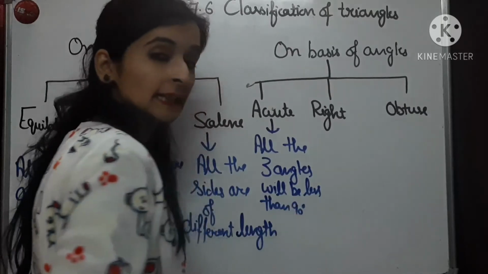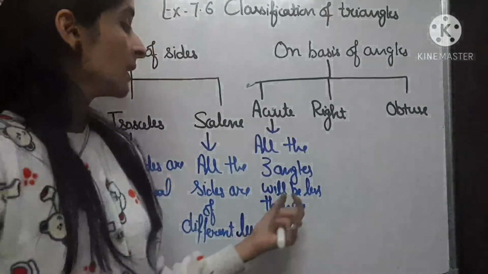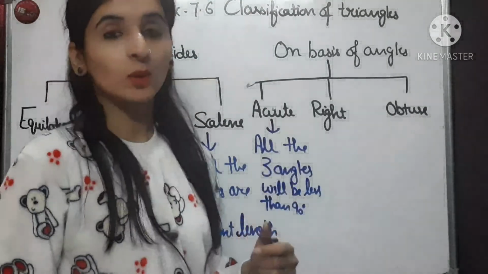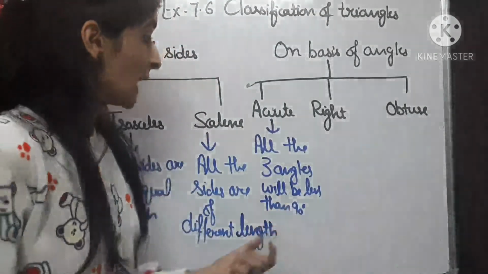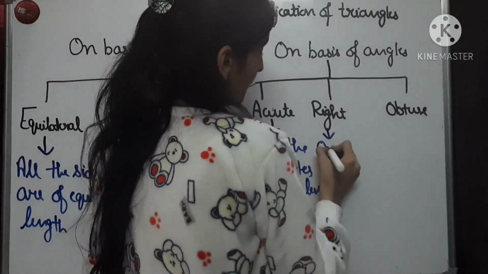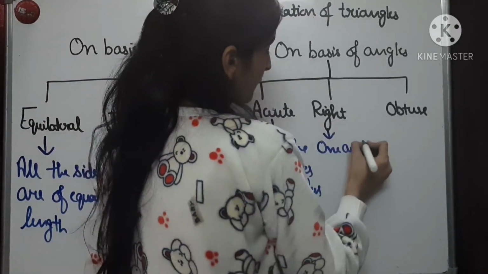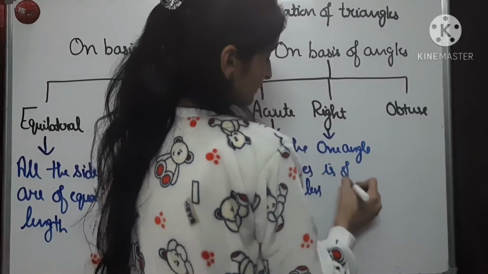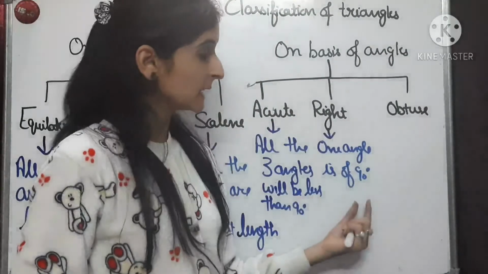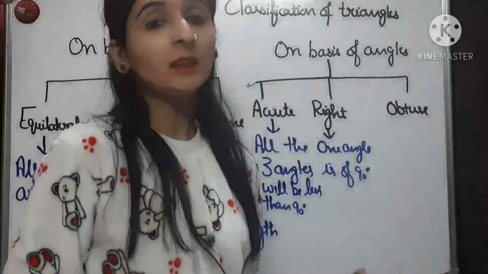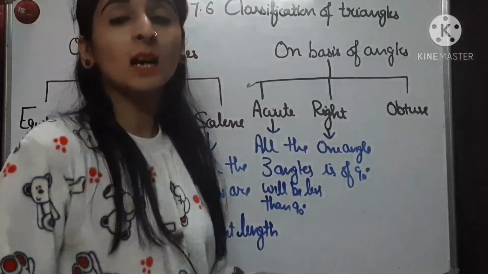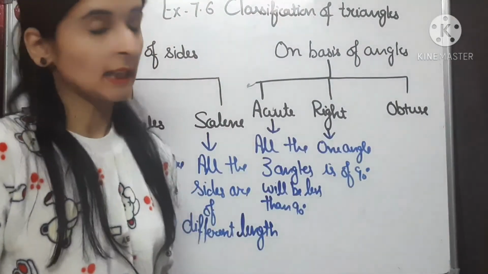If all the three angles of a triangle are less than 90 degrees, then that kind of triangle is called acute angle triangle. And what about right angle triangle? In right angle triangle, one angle is of 90 degrees. If in a triangle, one angle is of 90 degrees, then that kind of triangle is called a right angle triangle.